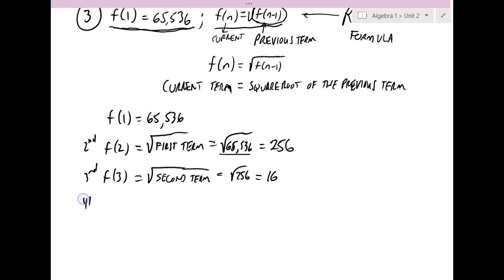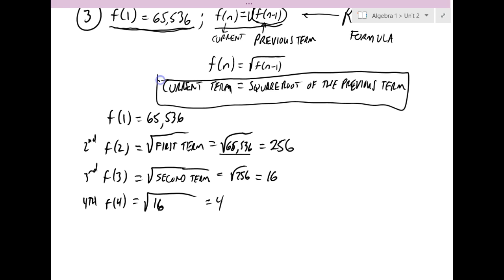Okay? So to get the fourth term, f of 4, what am I going to take the square root of? Kaylee? 16. Take the square root of the previous term, which is 16, and that is 4. Okay? So by writing it in words, I don't have a lot of calculations to do. I just follow the pattern. It says to get a new term, I take the square root of the term that came before it.